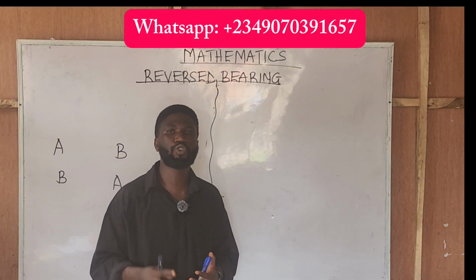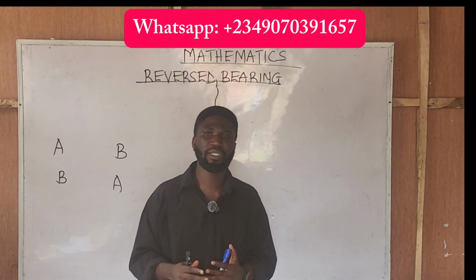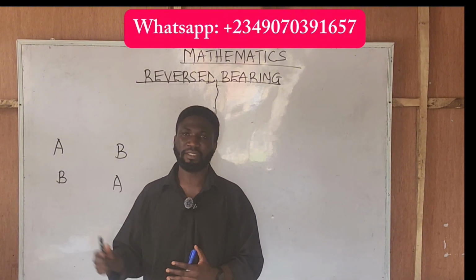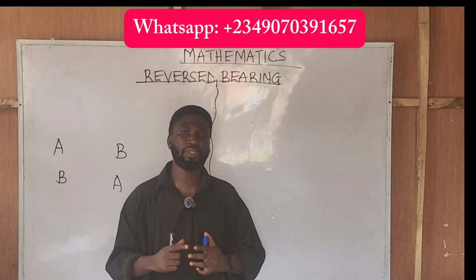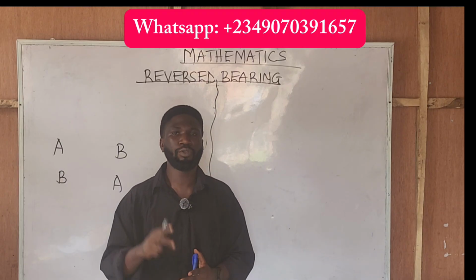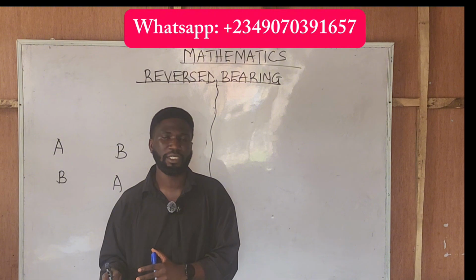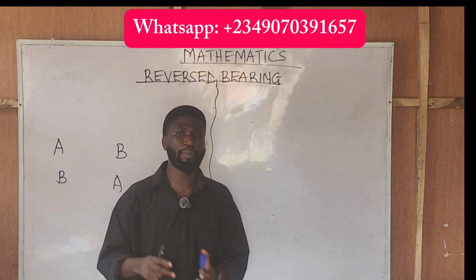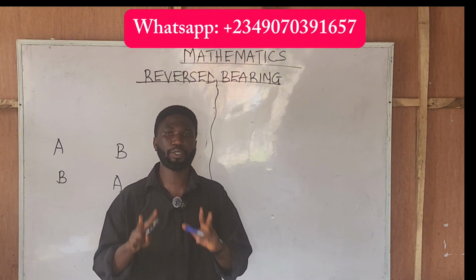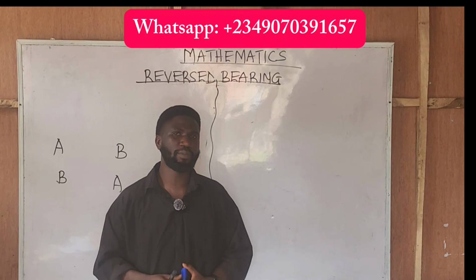So I'll be showing you two methods we can use in answering questions regarding reverse bearing. But this method actually focuses on 2 points. That is, when we have point A and point B, or let's say point A and point C, just when it involves 2 points. So let's take some examples.